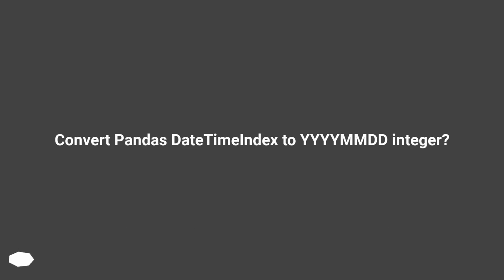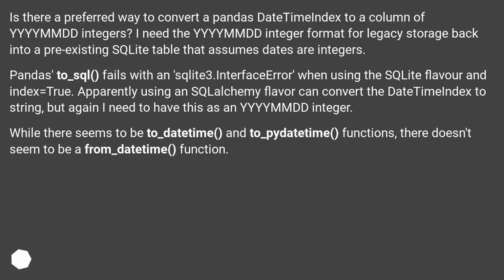Convert Pandas DateTimeIndex to YYMMDD integer. Is there a preferred way to convert a Pandas DateTimeIndex to a column of YYMMDD integers? I need the YYMMDD integer format for legacy storage back into a pre-existing SQLite table that assumes dates are integers.